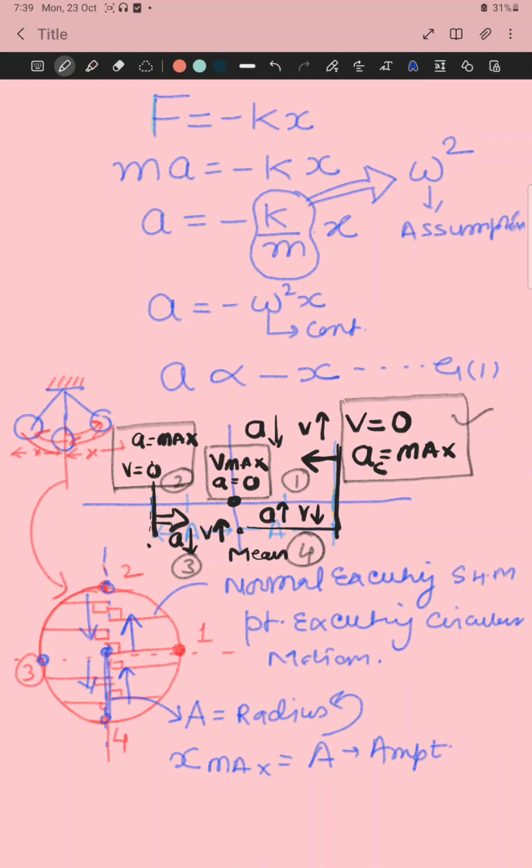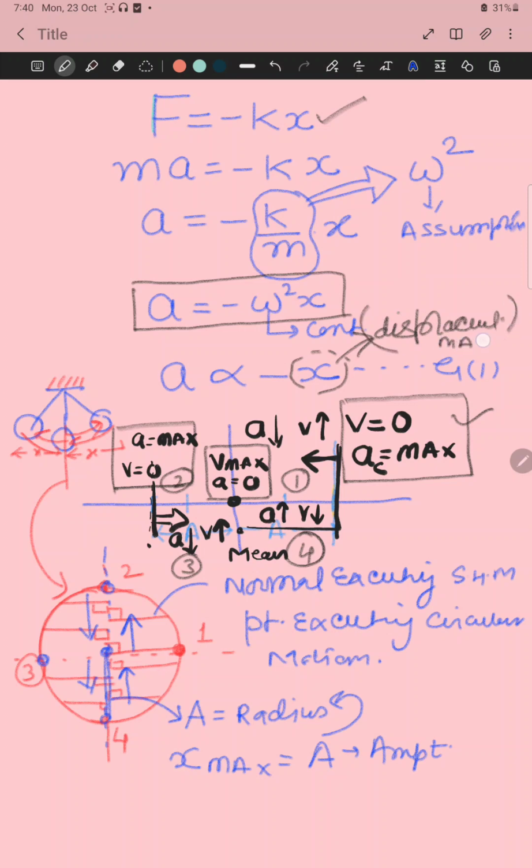So this is all about it. I repeat once again, we have already derived the equation, where we have seen the acceleration, and here I have considered k upon m as omega square. So ultimately the equation turned out to be acceleration is equal to minus omega square x, where omega is a constant. So we can say a is directly proportional to negative of x. X is basically the displacement, and the max value of it will be A. A is amplitude, or we can say radius of the given circle.